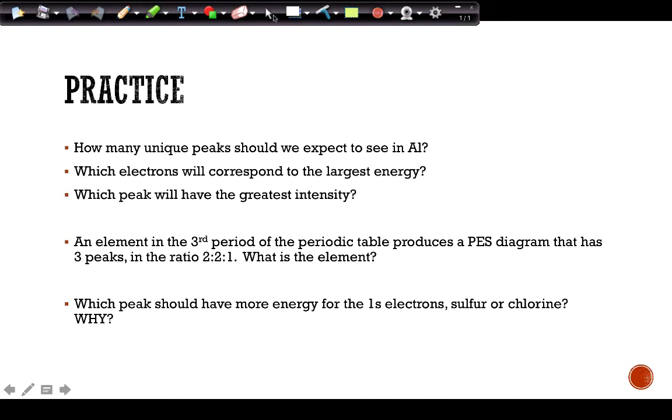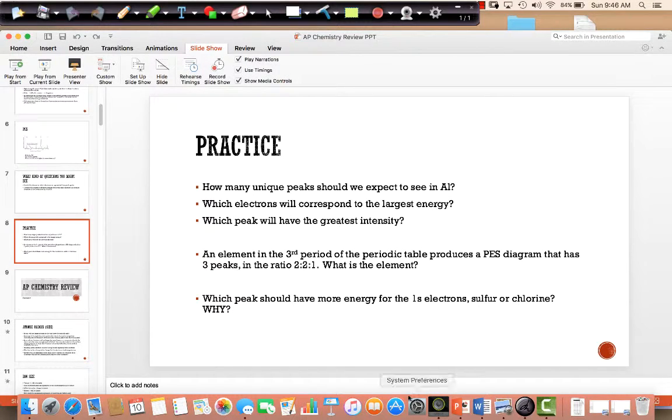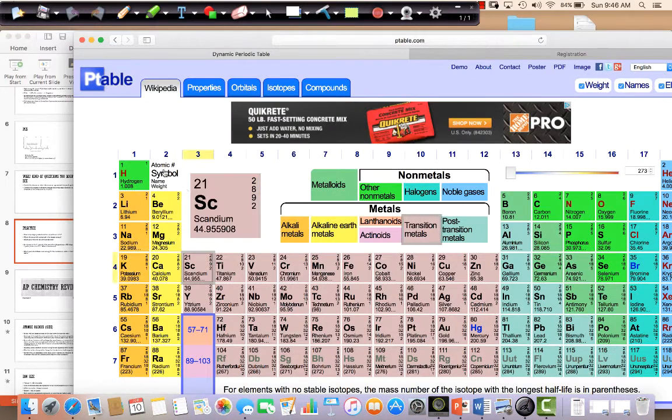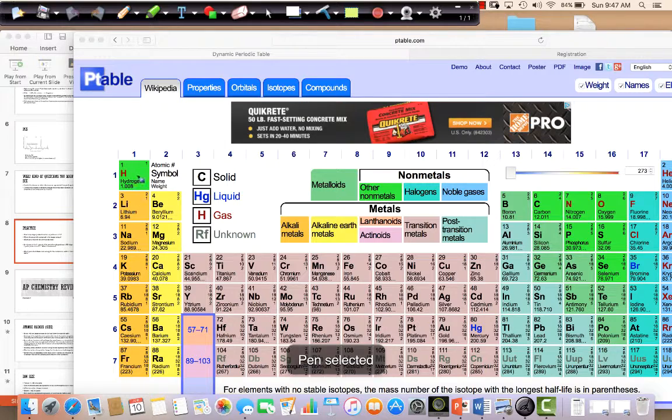Okay, so how many unique peaks should we see for aluminum? Which electrons correspond to the largest energy? Which peak will have the greatest intensity? So let's look at the periodic table. Let's look at aluminum right here. All right, so let's write out the configuration for aluminum. So we're at 1s2, 2s2, 2p6, 3s2, and then 3p1.